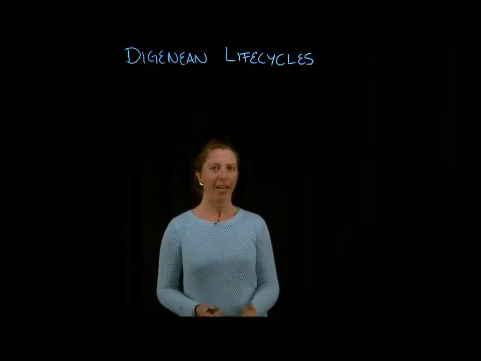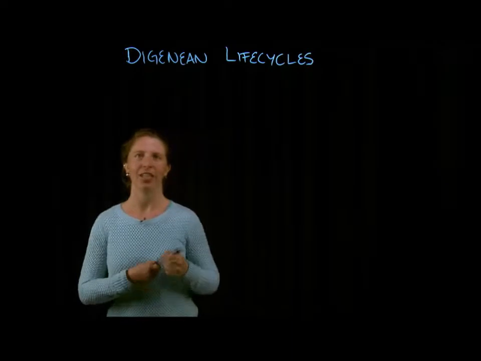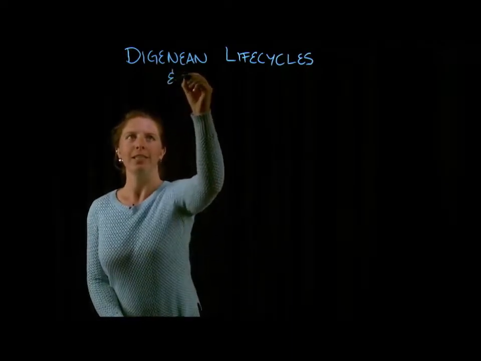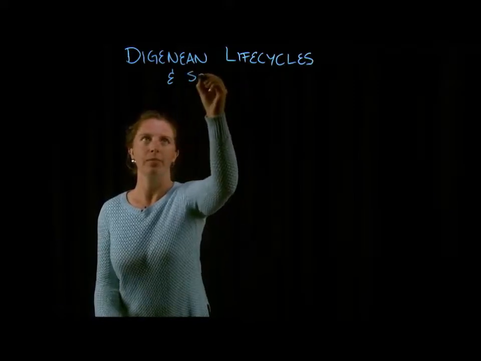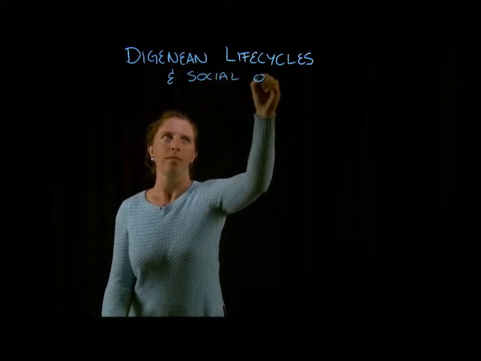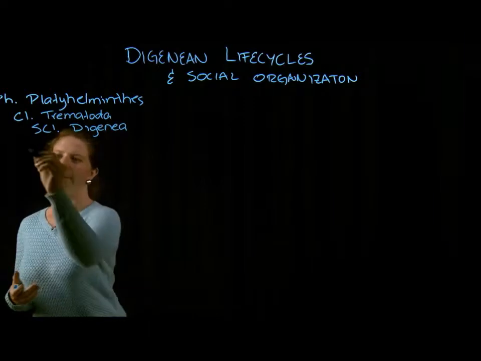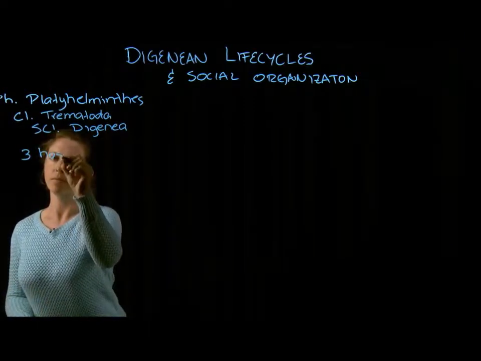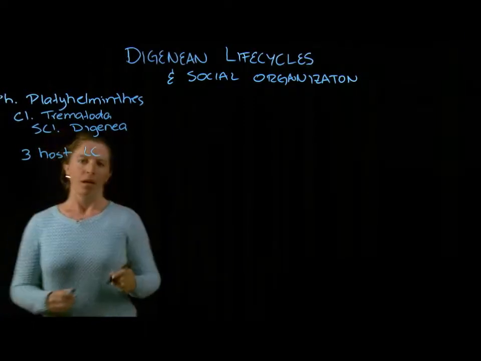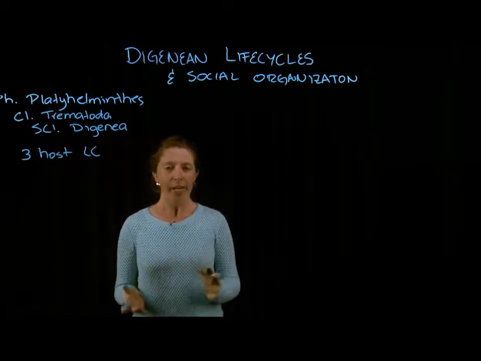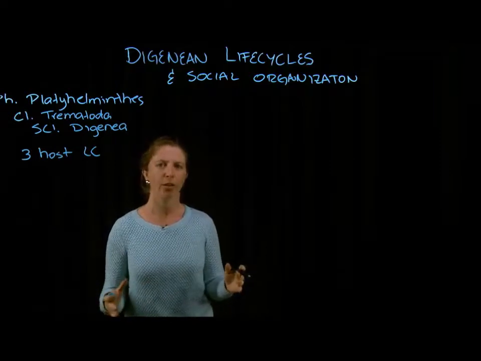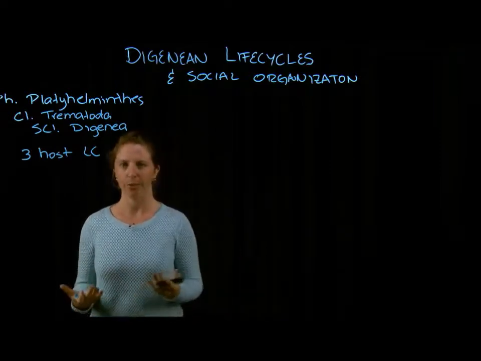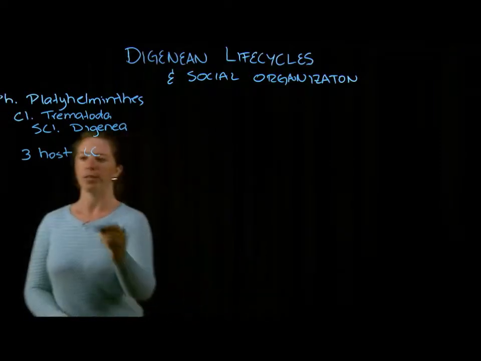Today I'm going to be talking about Digenean life cycles, and one of my favorite parts about them, which is the social organization that the larval stages exhibit. These parasites in general have a 3-host life cycle. Although there are some variations, some might only have 2 hosts, some have up to 4 hosts, but in general, we'll talk about the generalized trematode life cycle. They have 3 hosts.